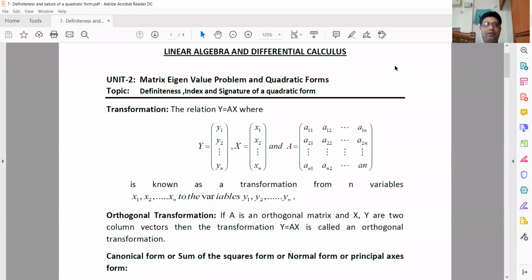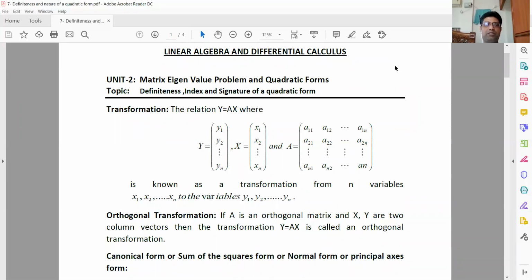Hello, welcome to the second unit, matrix eigenvalue problem and quadratic forms. In this lecture, we are going to see what is meant by definiteness, index and signature of a quadratic form. In the last session, we have seen already what is meant by a quadratic form. In this lecture, we will see what is definiteness, index and signature of a quadratic form.